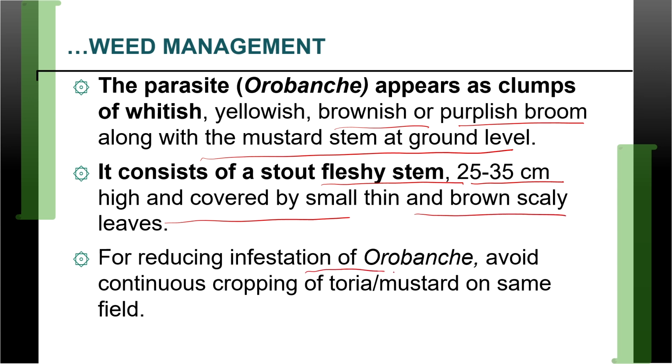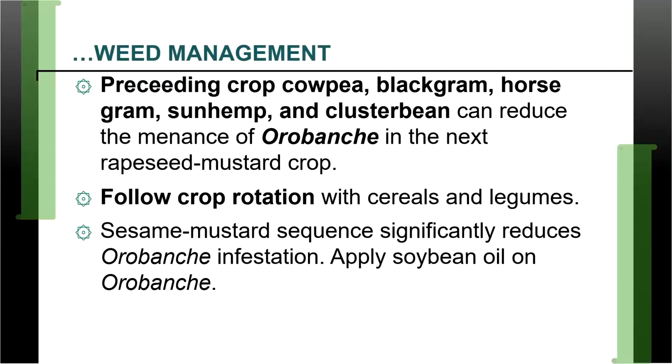For reducing infestation of Orobanche, avoid continuous cropping, means you need to go for crop rotation, change the crop. Do not go for sowing of rapeseed and mustard crop year after year or every year, just give some gap. Preceding crops like cowpea, black gram, horse gram, sun hemp and cluster bean can reduce the menace of Orobanche in the next rapeseed mustard crop. Follow crop rotation with cereals and legumes, and a sesame-mustard sequence significantly reduced Orobanche infestation. Apply soybean oil on Orobanche. So these are the options available for management of Orobanche.